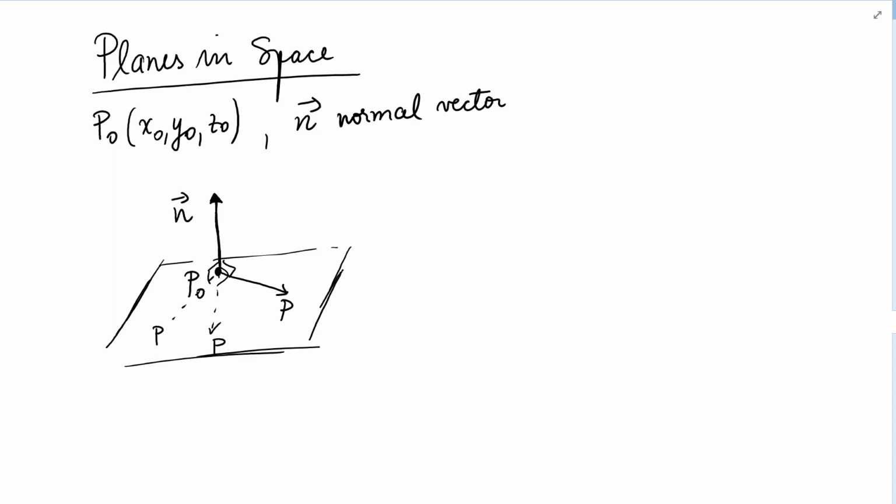So this would be the plane, so that n is the normal vector to that plane. It's perpendicular to the plane.